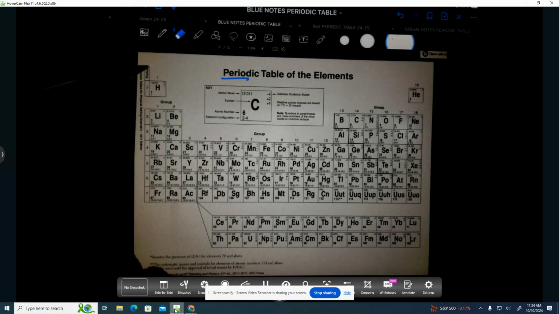Now, groups, up and down. What do these all have in common? They're all the alkali metals. They also have 1 valence electron, and their chemical properties are going to be similar to each other. That's a popular test question.